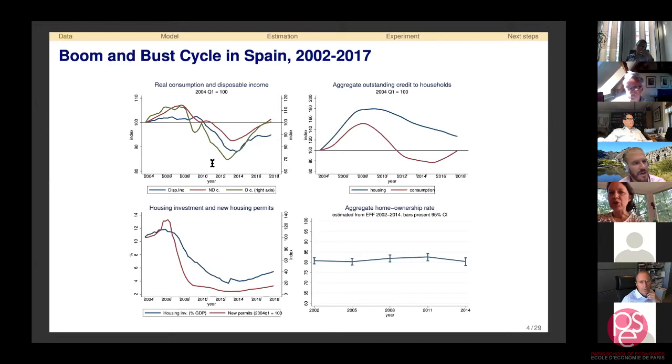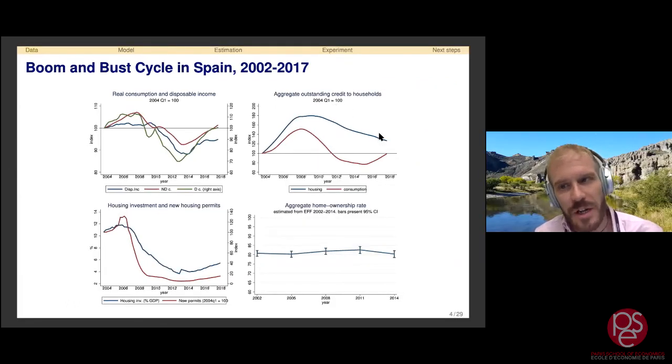I want you to take away two or three facts from here. The first one is the clear boom and bust cycle in terms of consumption, credit, and investment, as you can see in all figures. The second one is that if you look at aggregate outstanding credit to households, especially mortgage credit has been decreasing since the top of the boom, and basically it hasn't recovered. I would show you here the new mortgage credit. This is well below, like 10-20% of what it was at the peak of the boom. Basically, households have been deleveraging since 2008.